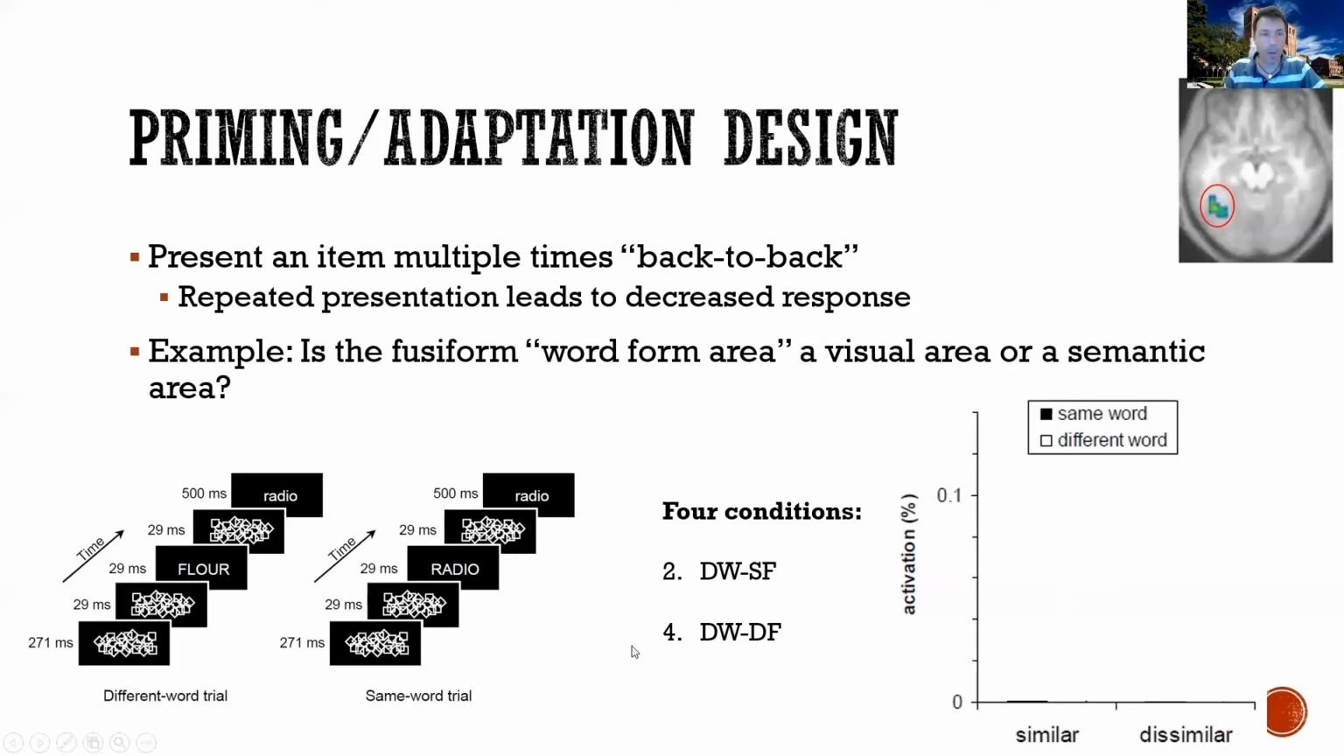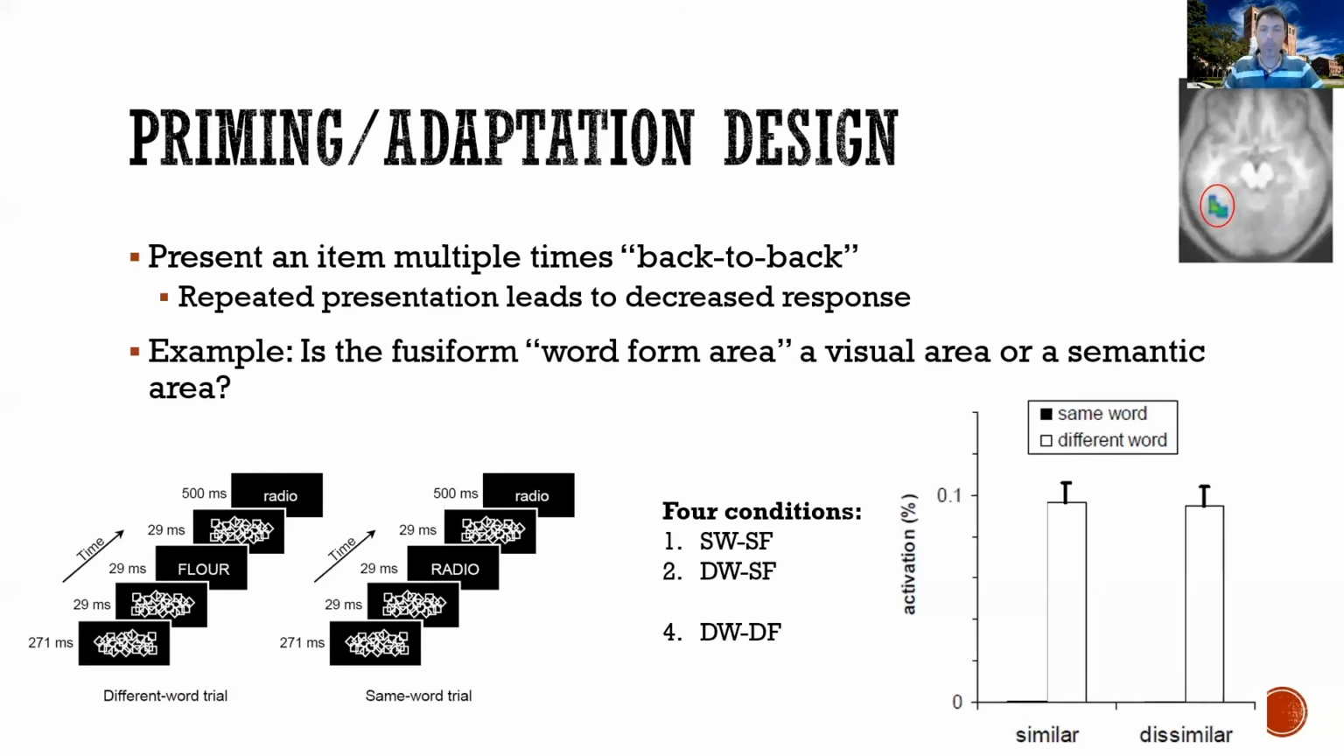Different word, different font. So flower, uppercase, and radio, lowercase. Condition number two is different word, same font. So that would be this, when radio is written uppercase. And when you do these two, there's no reason to expect any priming, because it's different lines, whether radio is uppercase or lowercase, it's different lines than the word flower. And in these two cases, we get this much response from the fusiform area.